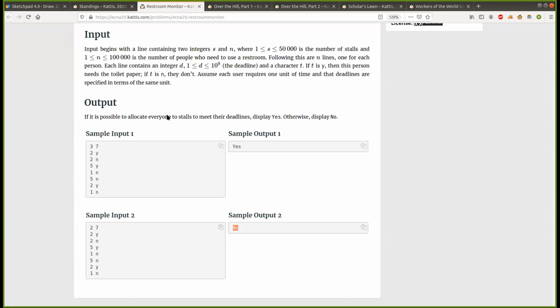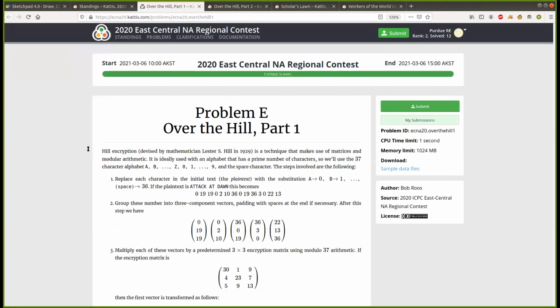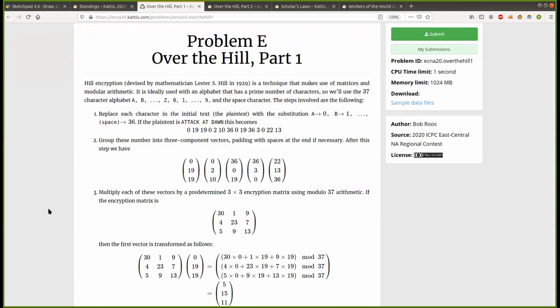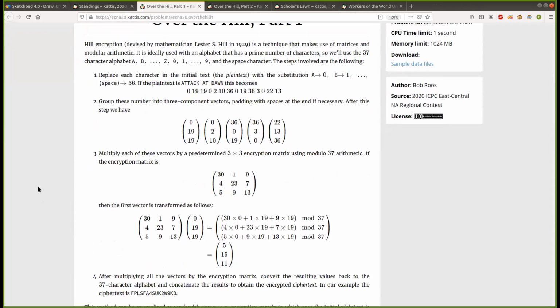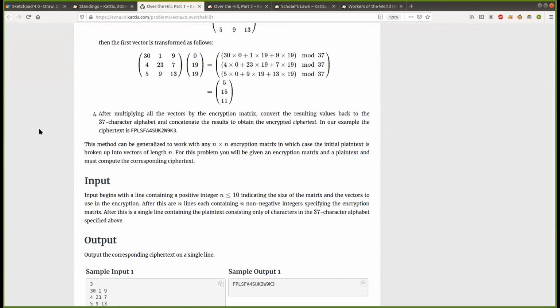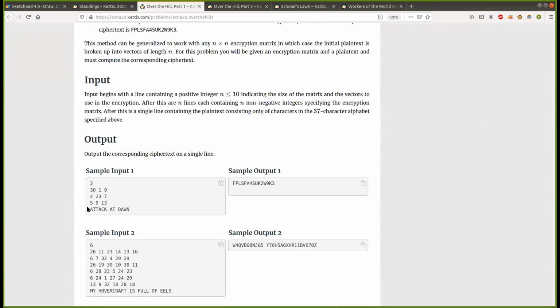So that's H. Next is E. This problem maybe looks complicated, but it's actually quite simple what they're asking you to do. There's a specific way to encrypt a string, and all you have to do is just follow those instructions, basically.